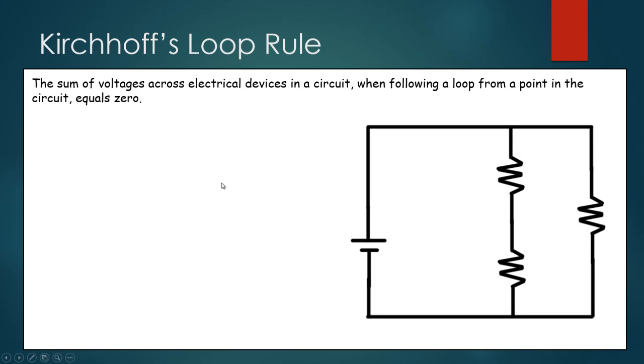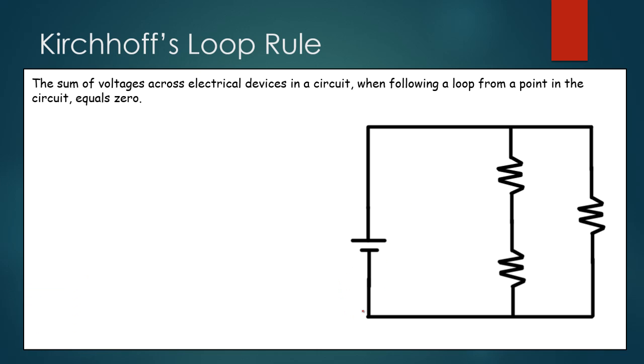And so the first rule is Kirchhoff's loop rule. And this states that the sum of voltages across electrical devices in a circuit, when following a loop from a point in the circuit, equals zero. So we're going to sum up, or add, voltages across electrical devices in a circuit. And we're going to use that to follow this rule.